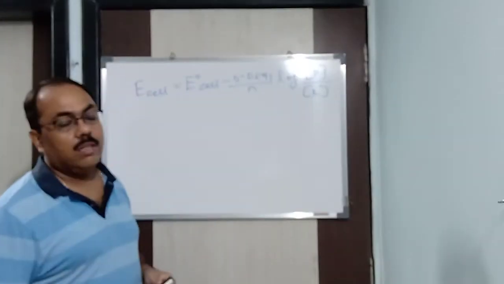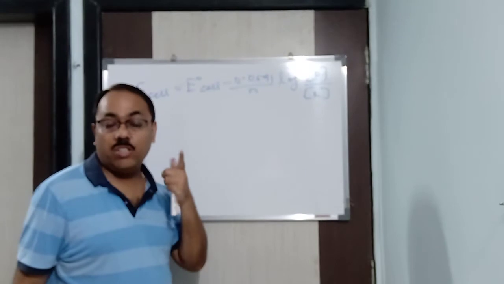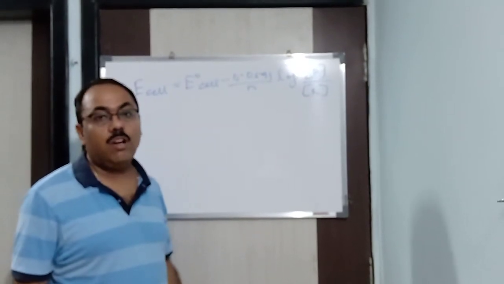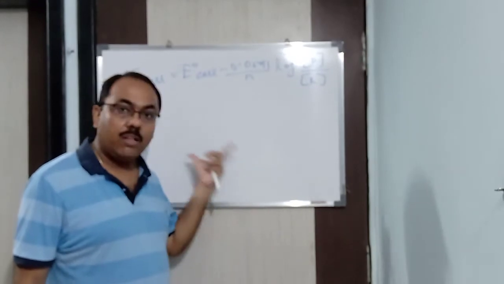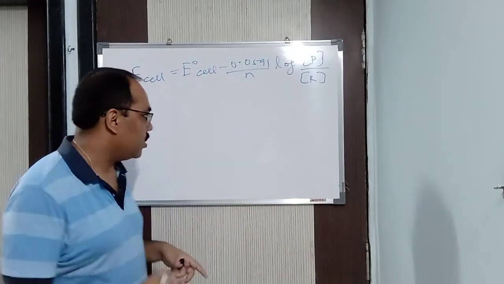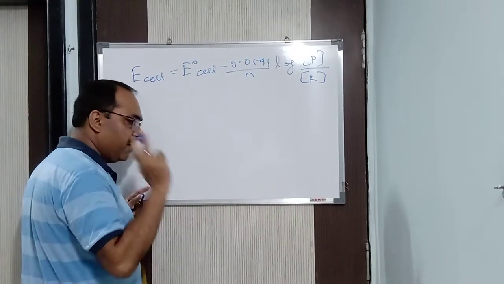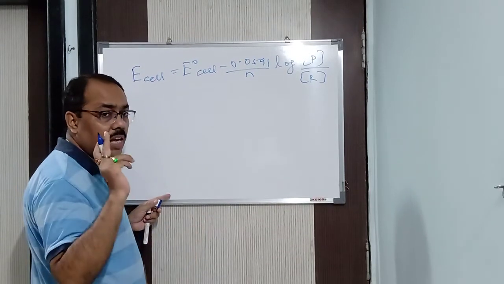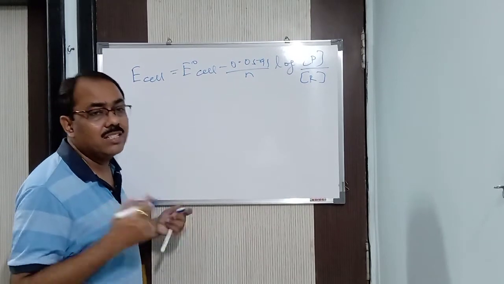Next, we can also find the pH. You read it, what is pH? Minus log of H plus ion concentration. In class 11 you studied the pH. So you can calculate the pH from the Nernst equation. Now how? If you are going to calculate the pH, definitely one of the electrodes has to be a hydrogen electrode. Otherwise how will you find minus log of H plus ion concentration?